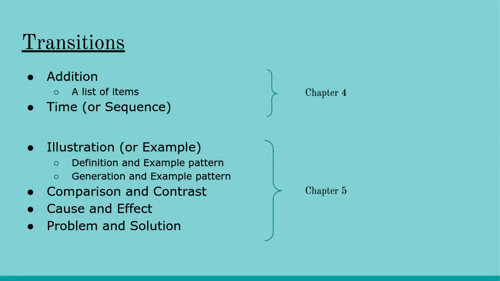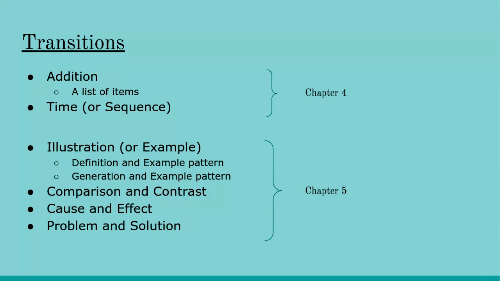And we're going to look at a pattern of illustration or example, and that's broken up into two different ways, definition and example. But also, and not in your book, is this one. It's not generation. It should be generalization and example pattern. Generalization and example pattern. I'll make sure I have that right later on. And then we have comparison and contrast, cause and effect, and problem and solution. Problem and solution is in chapter 5.